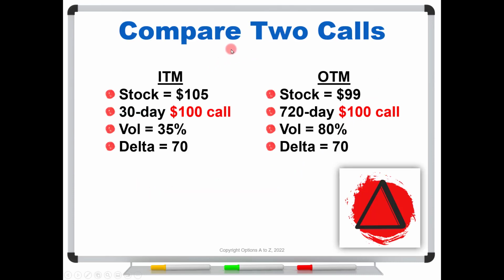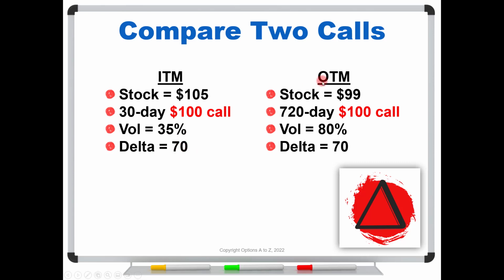So once you understand that, let's compare two different calls. And I'm going to make this a fairly extreme example just to make the point clear. We're going to compare an in-the-money option. Let's say the stock is at 105. We have a 30-day $100 call. So this call is 5 points in the money. We're going to give it a volatility of 35%, and pricing model shows that it has a delta of 70.